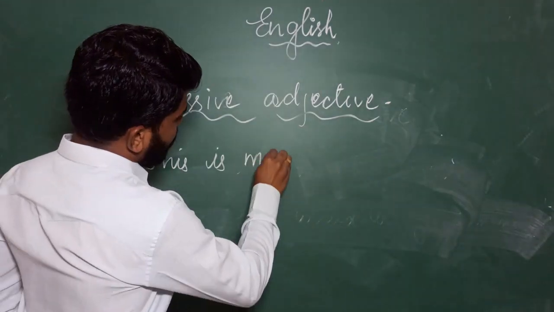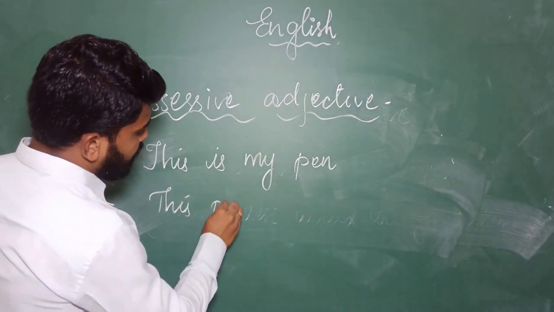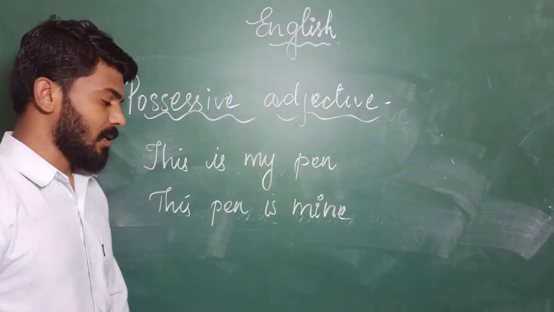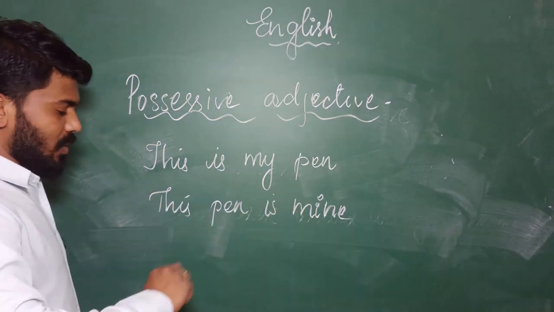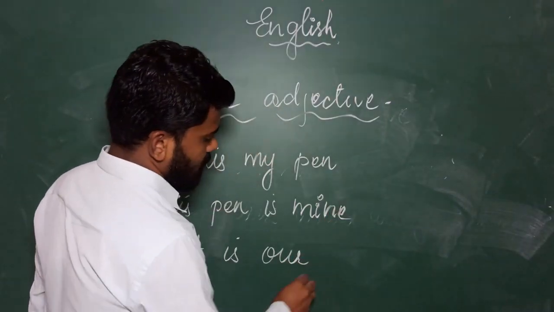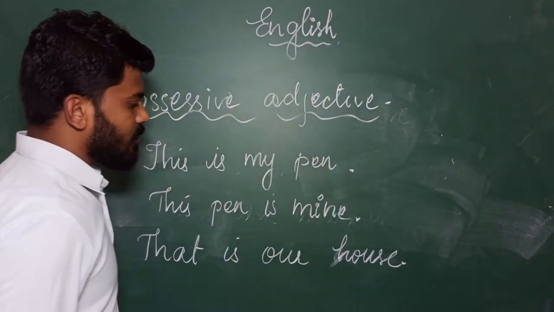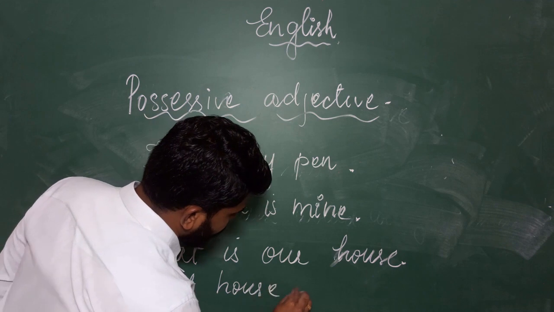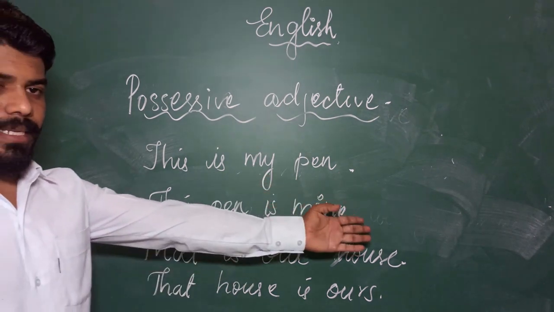This is my pen. This pen is mine. This is my pen. This pen is mine. Another two examples. That is our house. All the sentences end with a full stop. That house is ours. Look at these four sentences.